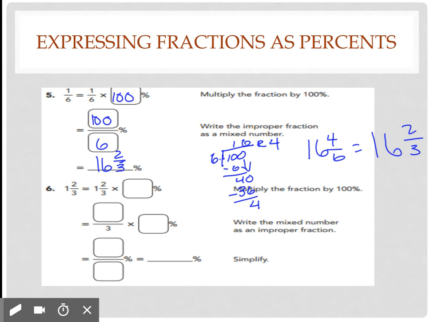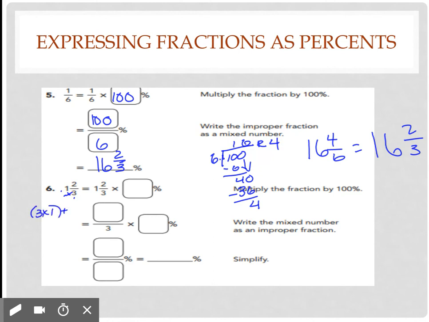All right, so in number 6, we have 1 2/3. We have a mixed number here. Okay, so I want you to remember to first turn your mixed number into an improper fraction. So we multiply our denominator times our whole number, 3 times 1.